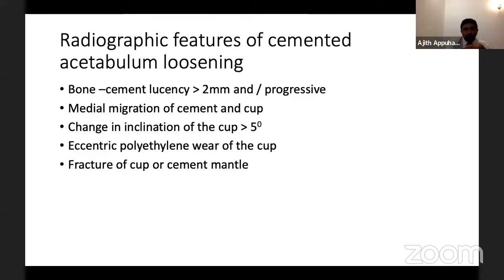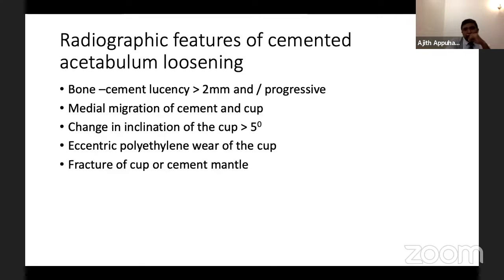Then acetabular loosening: if the radiolucency is more than 2 millimeter, or progressive compared with the previous X-rays, we have to think about loosening. And cup migration, medial migration, that is called protrusion, and change of inclination compared with the previous X-rays. If the cup is more inclined compared with the immediate post-op X-ray, we have to think about loosening. And eccentric polyethylene wear, so always compared with the previous X-ray. Previously the head was at the middle of the cup, but now it has shifted more towards down or up, that is eccentric wear.